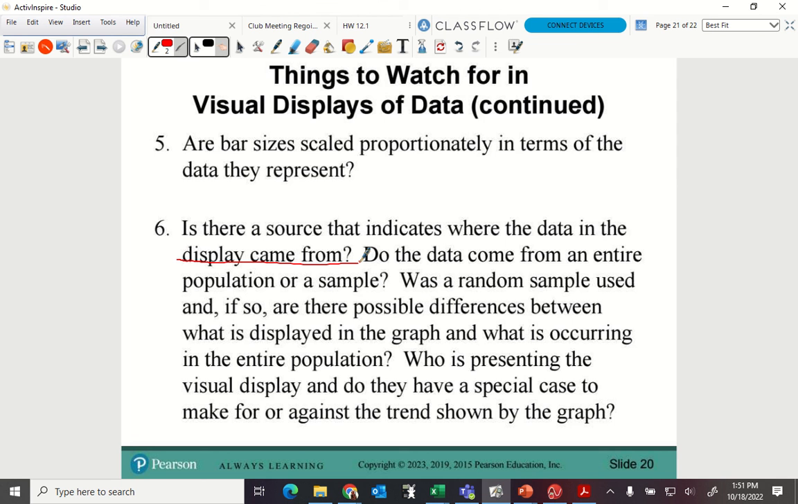Who is paying for the data? So the guy that makes the monkeypox vaccine, if that's the person that's paying for that data, do you think it's going to be good? It's probably good for them, right? Do the data come from the entire population or a sample? Was a random sample used? Who is presenting the visual display, and do they have a special case to make for or against the trend shown by the graph? Okay, that's that late night host that's getting paid by the people that make the monkeypox vaccine. So they're going to say just good things.